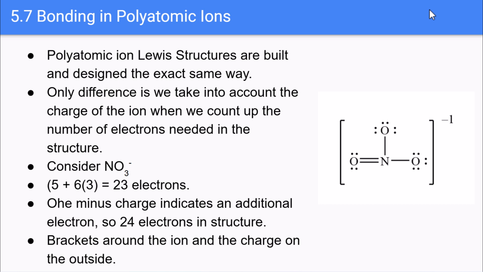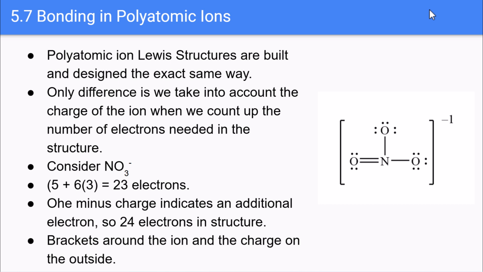So as we continue the process of building Lewis dot diagrams, something we also need to consider are what are known as polyatomic ions. And polyatomic ions are built and designed the exact same way. We follow the exact same steps that we've done previously. Figure out how many valence electrons you have, number of atoms, count them up, get the total number of valence electrons in the structure. Figure out your central atom, attach everything to your central atom with single bonds, add lone pair to satisfy your octet rules, and then reduce if necessary.